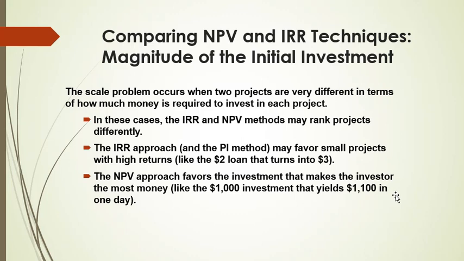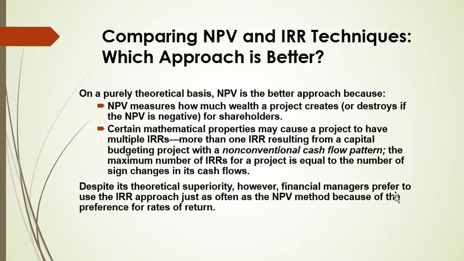In this case, internal rate of return, again, may rank projects differently. The internal rate of return approach might favor small projects with higher returns. The net present value approach favors the investment that makes the investor the most money. So again, the approach with magnitude and the underlying concepts of capital budgeting, the mathematics, all of these complicating issues will create times where there is a conflict.